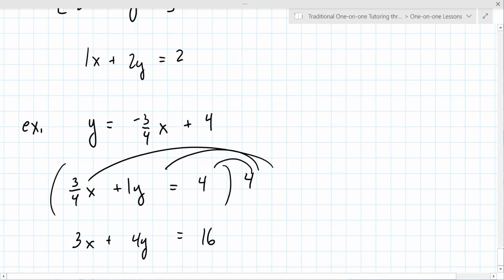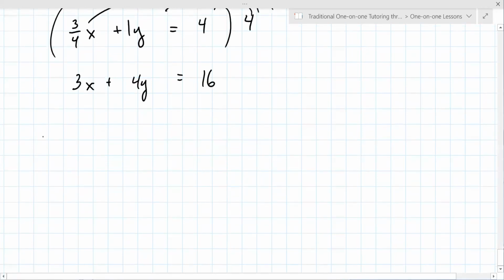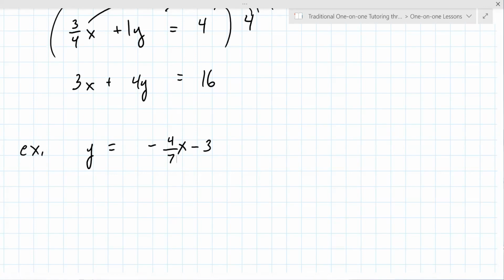So I guess I just need another one. We're going to do another one here. Let's take a look here. Y equals negative 4/7 x minus 3.